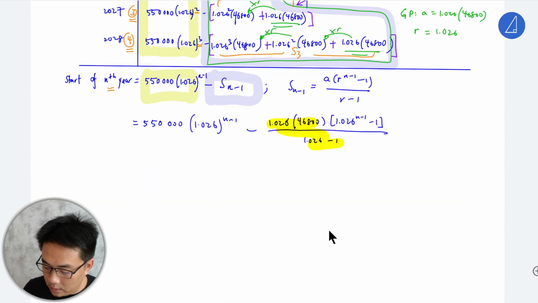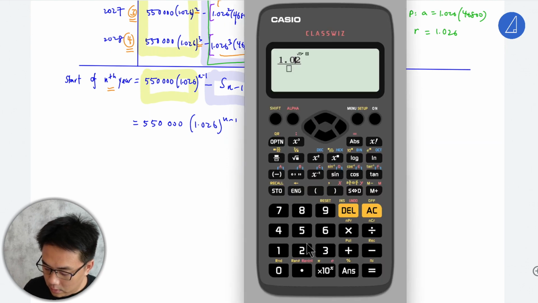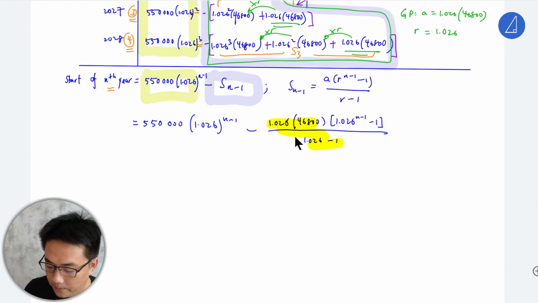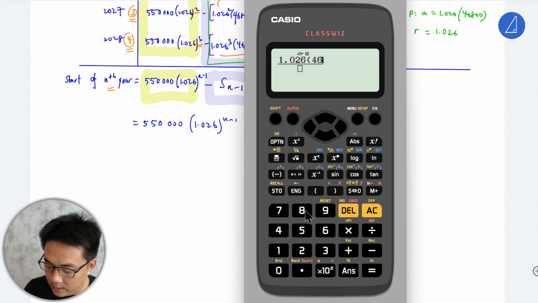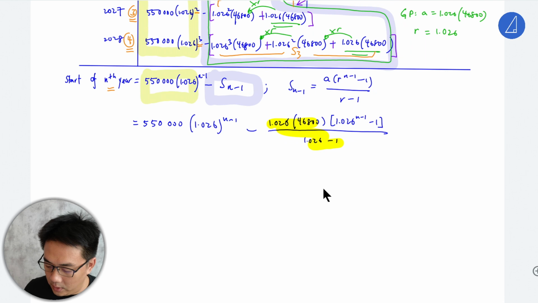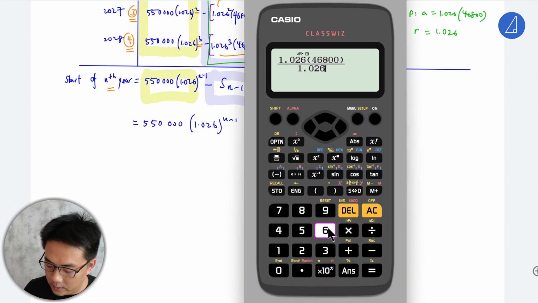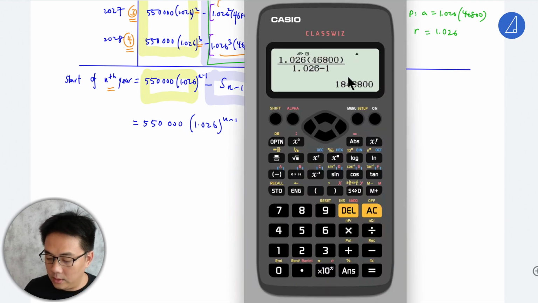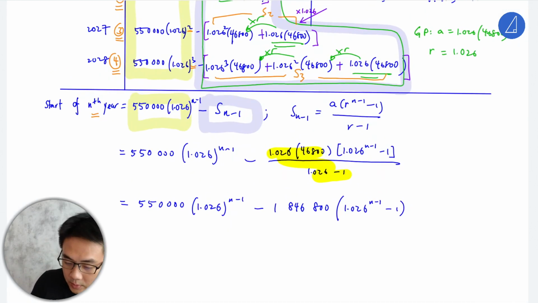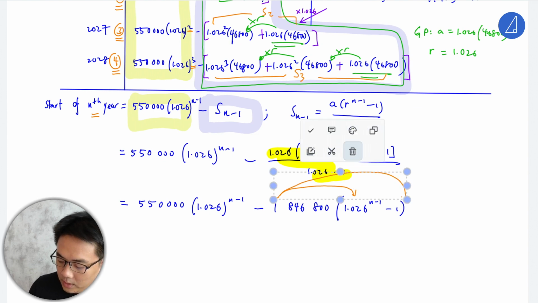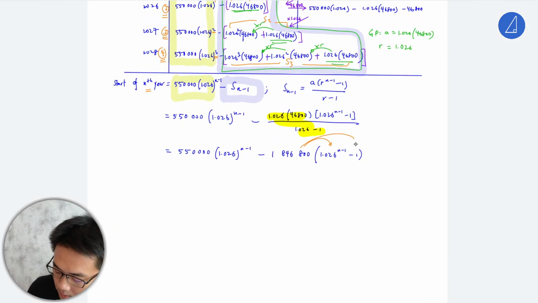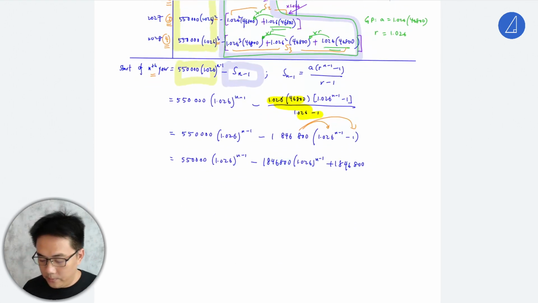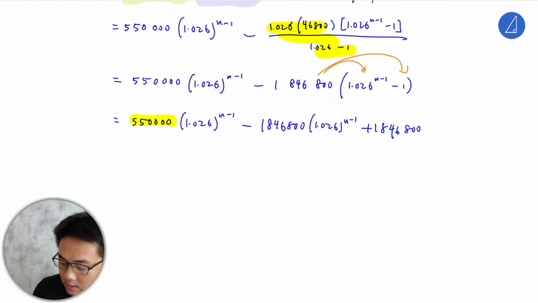So for this case, I'm going to key in the calculator 1.026, then 46,800. Then the below here will be 1.026 minus 1. You can calculate this to 1,846,800. Then what we're going to do is just distribute this in. There you go. So we could just take this and minus this.